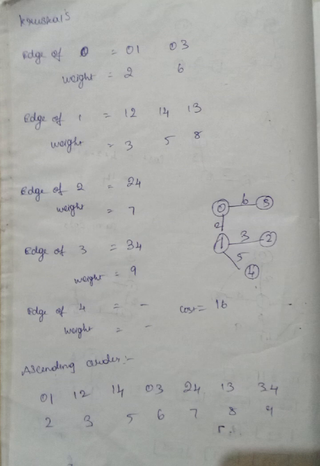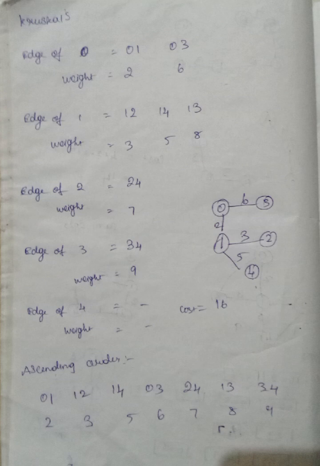There is one notable point in the Kruskal algorithm: the edges are not repeated. 0, 1 is already there, so we do not need to write the edges of 1 as 1, 0, because we have already written 0, 1. If 0, 1 and 1, 0 are equal, there is no need to rewrite the edges in weight.